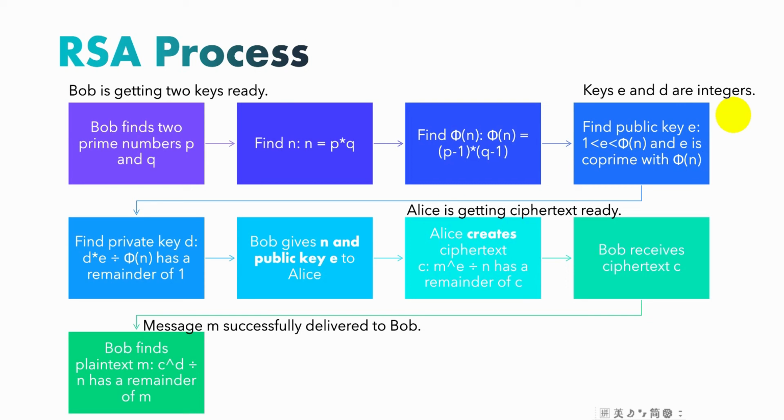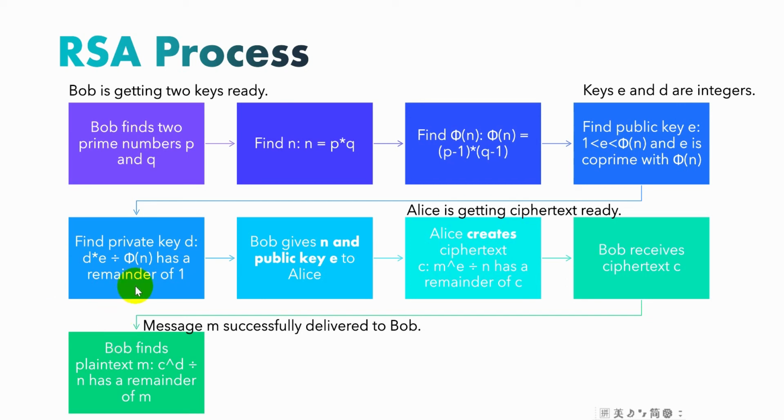So after he finds E, Bob needs to find the private key D, and D only has one requirement: D times E divided by phi N has a remainder of 1. For D, there is an infinite number of possibilities, and Bob just needs to choose one of them.